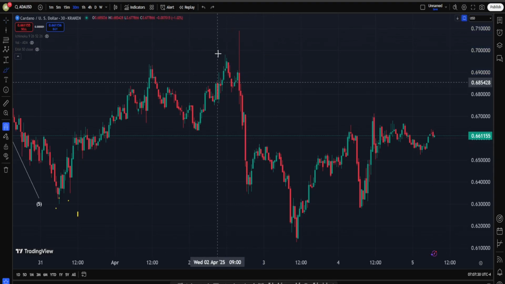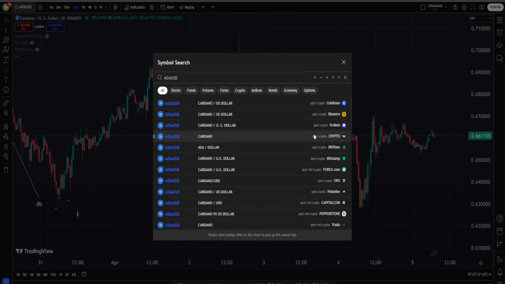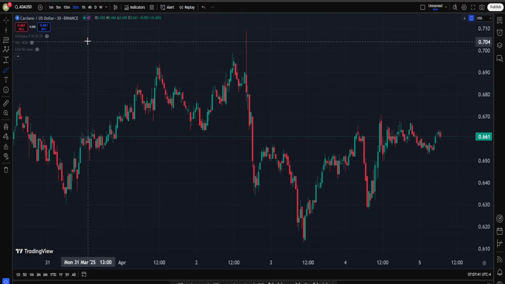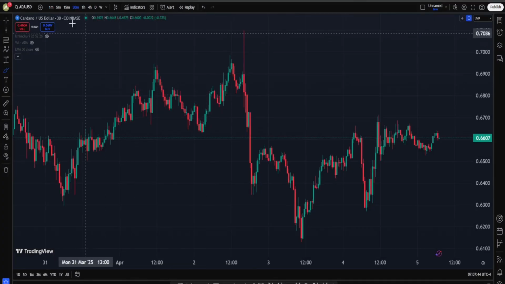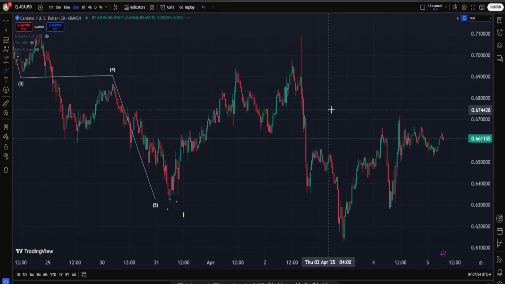This chart is from Kraken. Do we have the same shadow on some other charts? Let's go, for example, on crypto.com's one. Do we have it or not? Yes, we have it. Let's go on Binance's chart. Yes. What about Coinbase's one? Absolutely. So I'm gonna say the shadow is actually real.